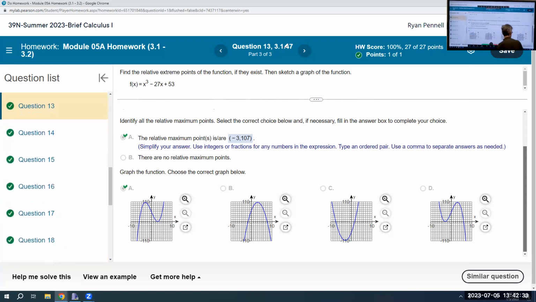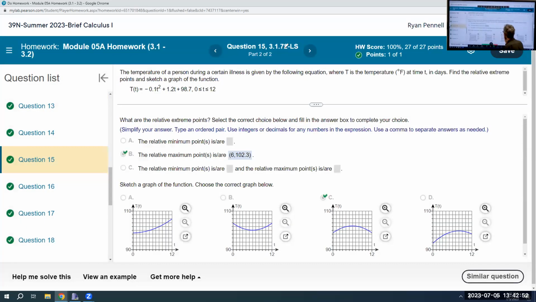It's 13. We're about 22. I want to say 15 was interesting. Oh, it's a word problem. That's why I have a highlight.